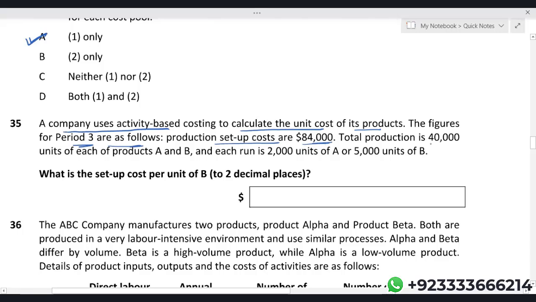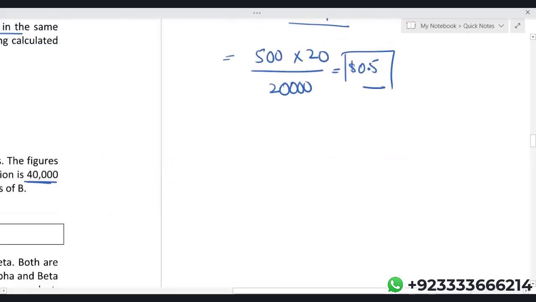Total production is 40,000 units of each product A and B. When we are manufacturing product A, in one run we are producing 2,000 units, and in one run we are producing 5,000 units of B. Now they are asking what is the setup cost of product B to 2 decimal places. So question 35.